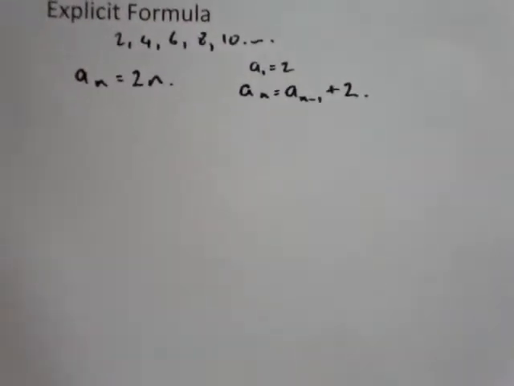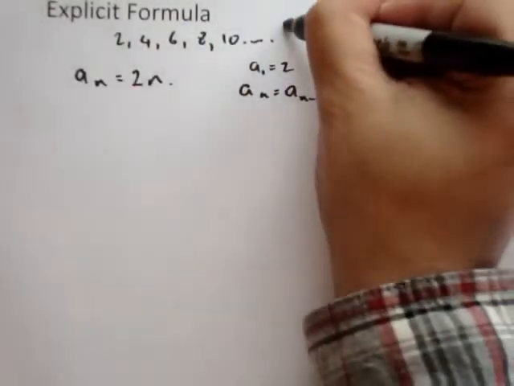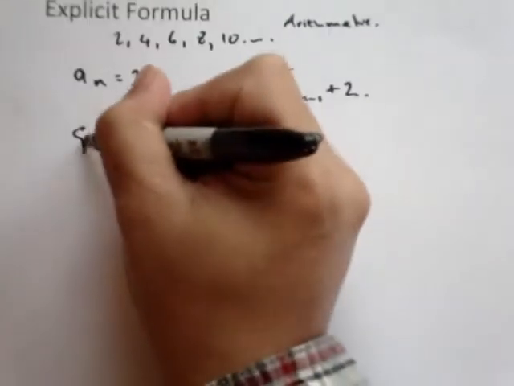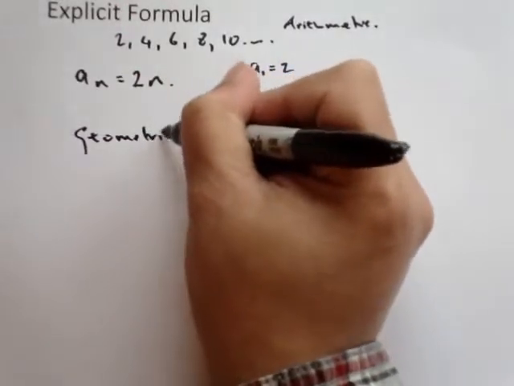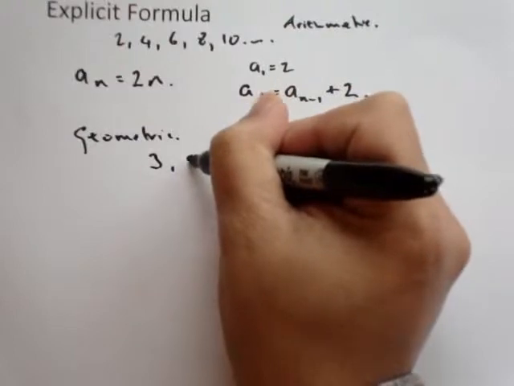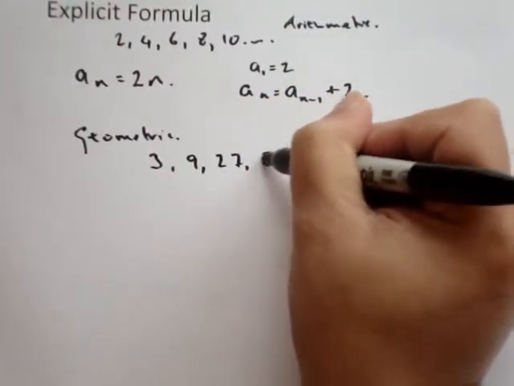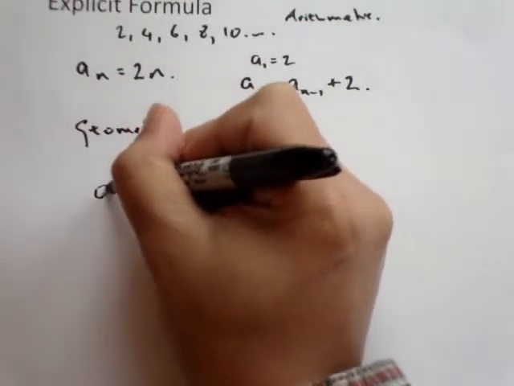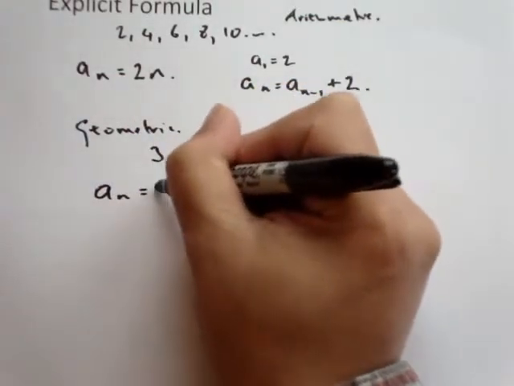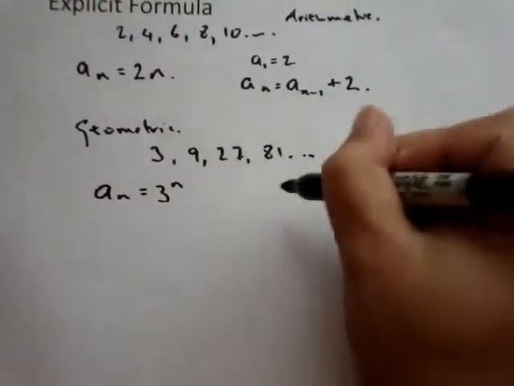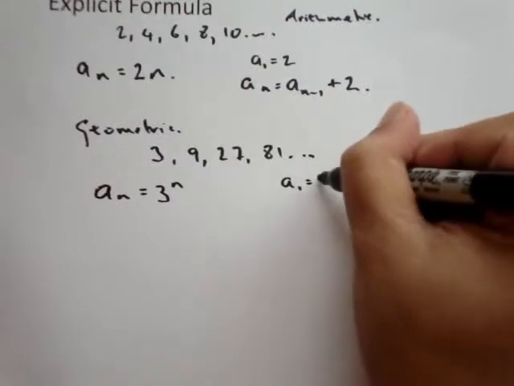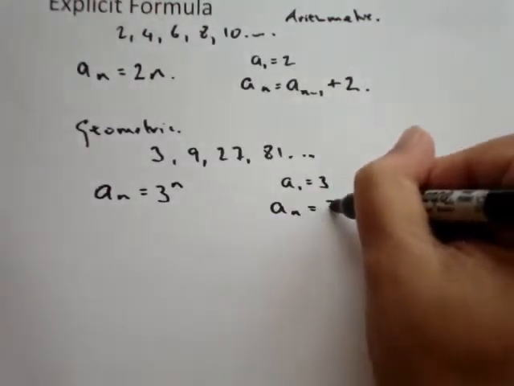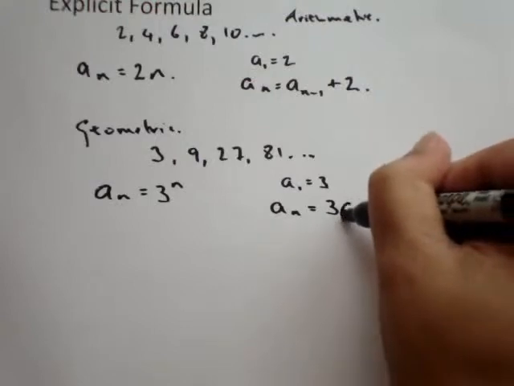So the same can be said for a geometric sequence. This one is arithmetic, so if we had a geometric one, say we had 3, 9, 27, 81, then our explicit formula becomes a sub n equals 3 to the power n, and a sub 1, the first term, is 3, so our recursive formula becomes a n equals 3 a n minus 1.